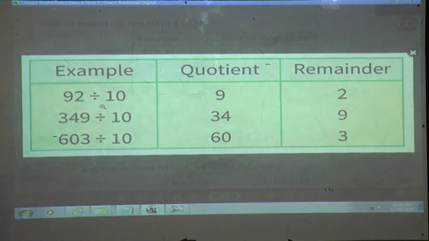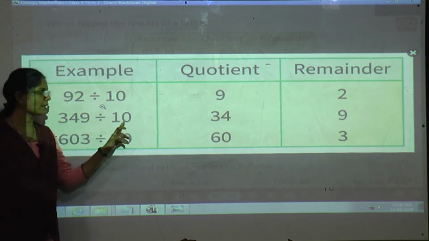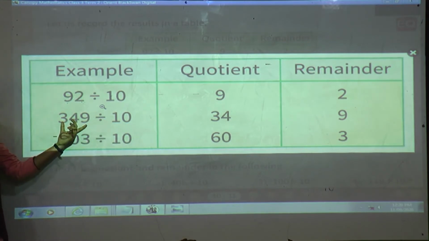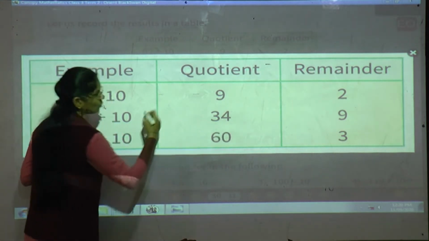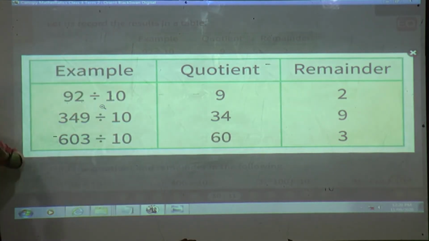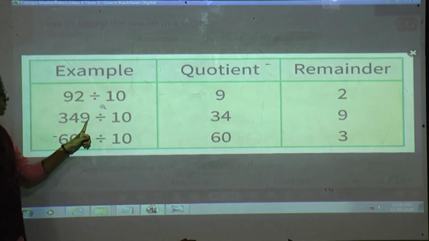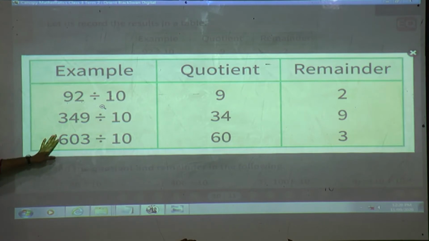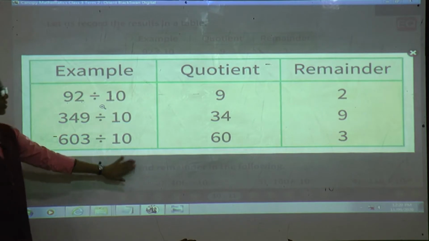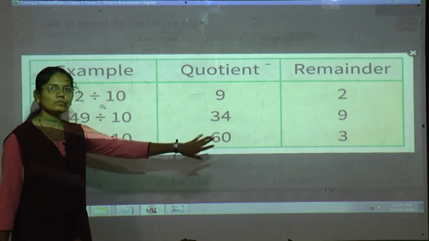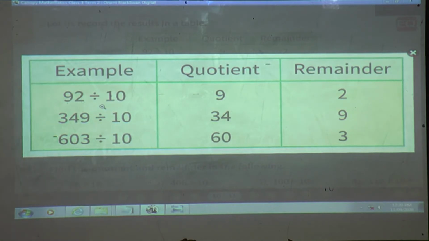Now we will move to the second example. Which second example have we seen? 349 divided by 10. After solving this example we got the quotient 34 and the remainder 9. See the numbers carefully. Then in the third example, 603 by 10, we got the quotient 60 and remainder 3. Now from this table, see the table very carefully.